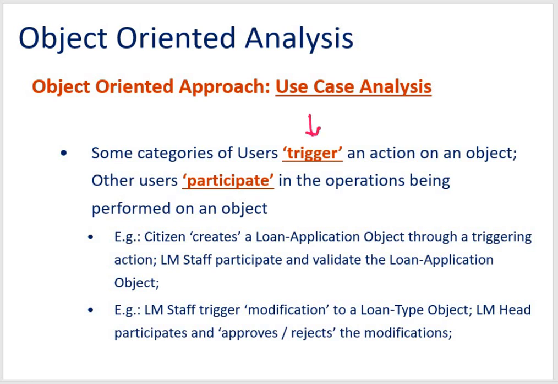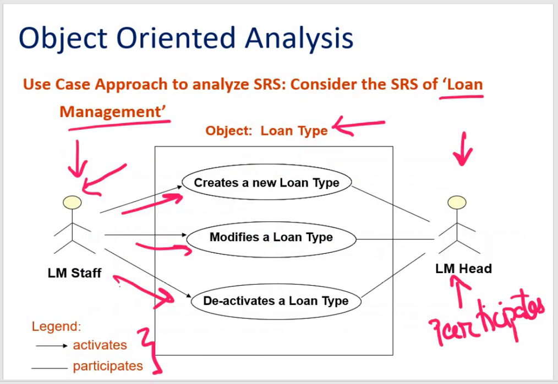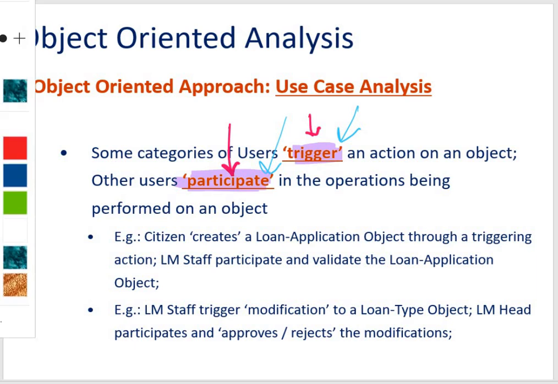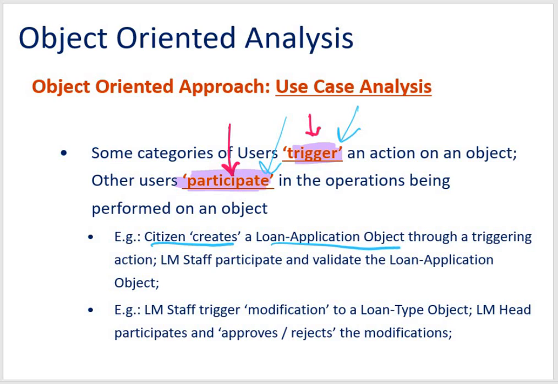Now let's talk about actions further. Some categories of users trigger an action on an object, whereas others participate in the operations being performed on an object. So one is triggering, another one is participating. In this one someone was activating, someone was participating in this diagram. Once again we will take this diagram formally in the next few slides.